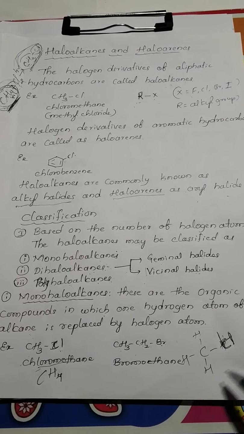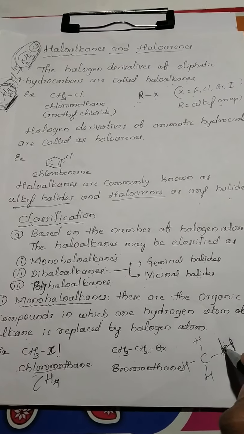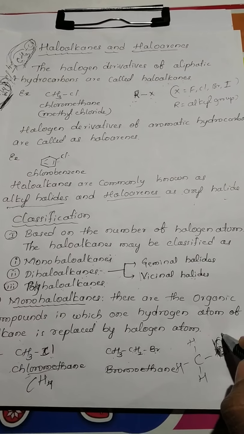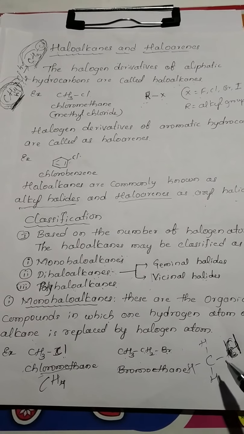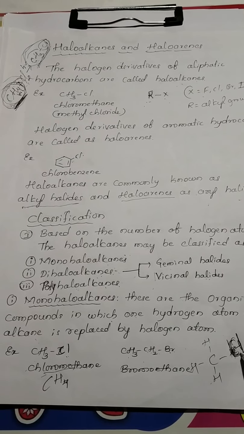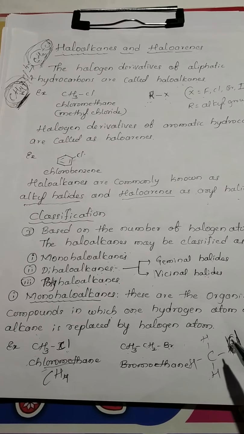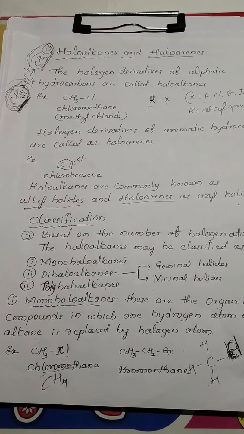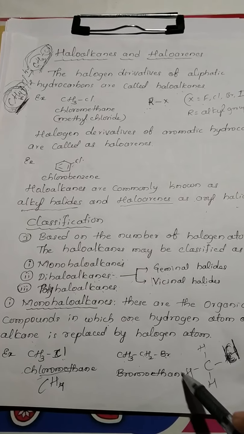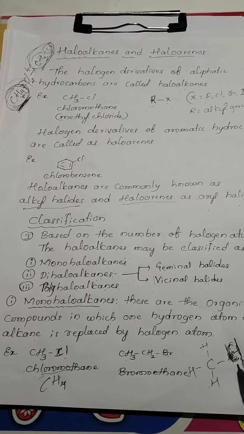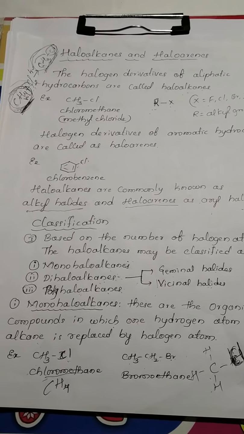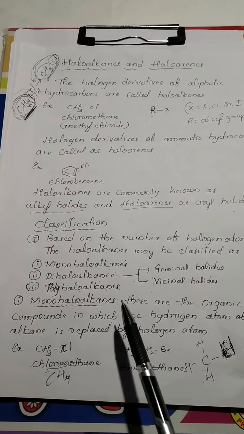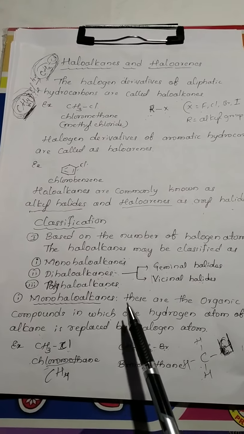So here 4 hydrogen atoms are there. I replace one hydrogen by chlorine, which is a halogen atom. See here, hence it is called methyl chloride. Actually it was methane, but one hydrogen atom is replaced by one chlorine, and it is called a haloalkane. Particularly, the name of this compound is chloromethane or methyl chloride.